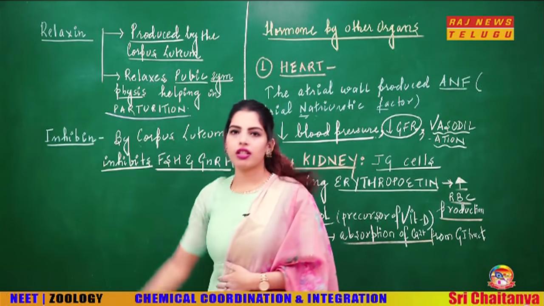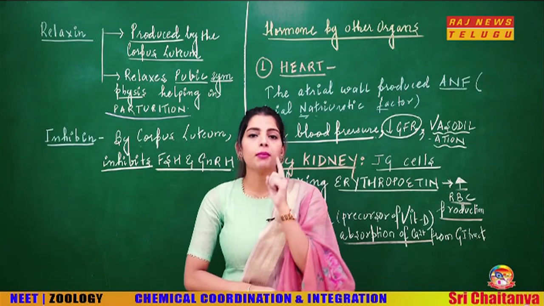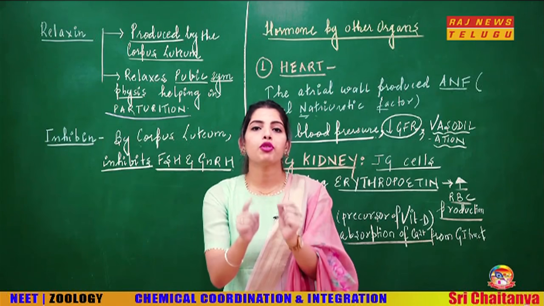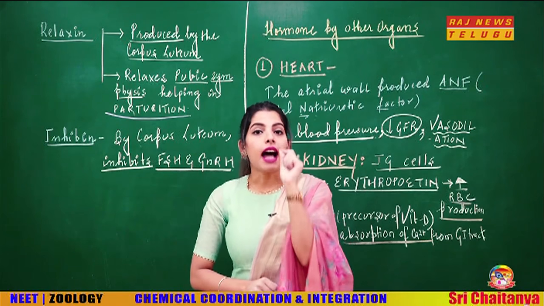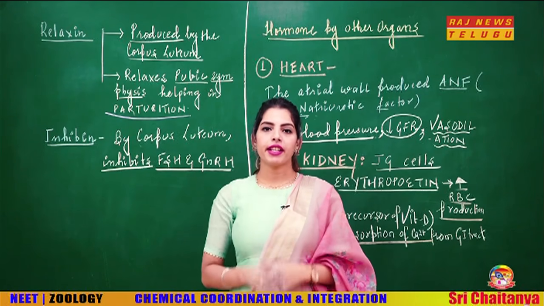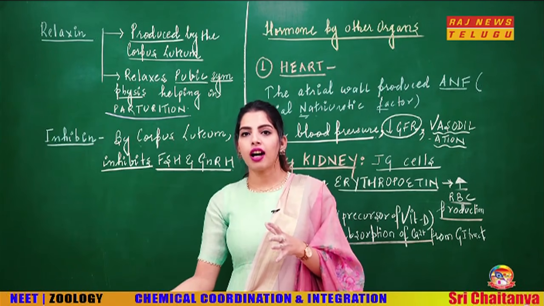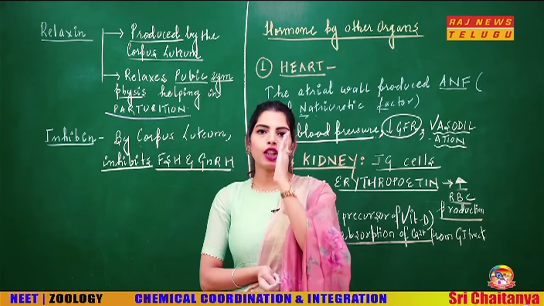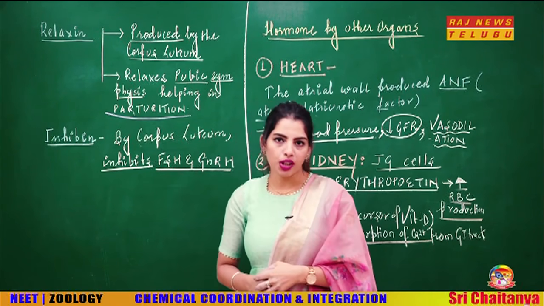Whenever the parturition or the delivery of the baby is taking place, at that time relaxin is produced by the corpus luteum, and that relaxin acts upon the pubic symphysis. You all know that the pubic symphysis is a cartilage. It is going to relax the pubic symphysis. It is going to dilate the cervix area, which forms the birth canal, so that easy passage of the baby takes place. So relaxin by the corpus luteum relaxes the pubic symphysis during the parturition process.